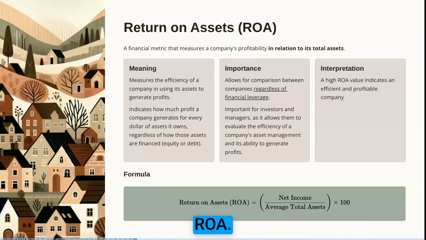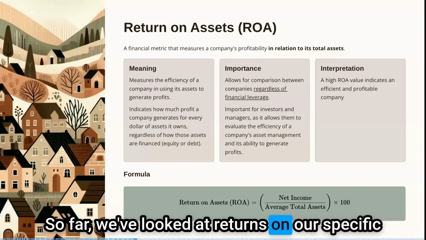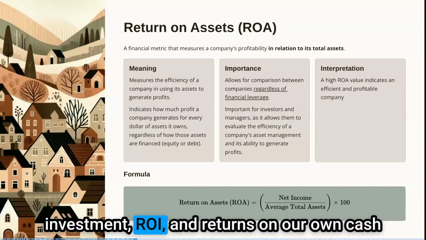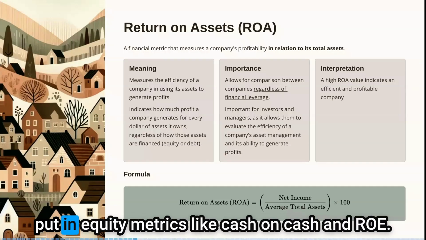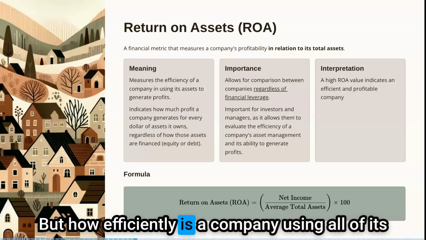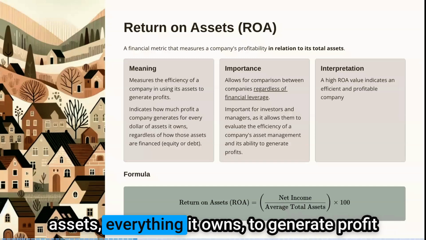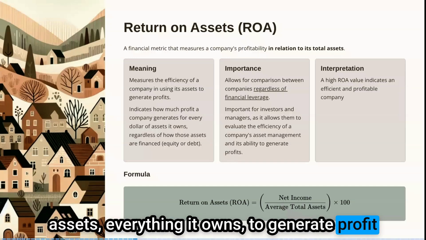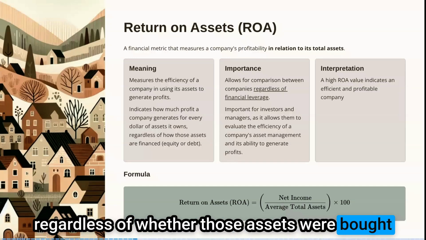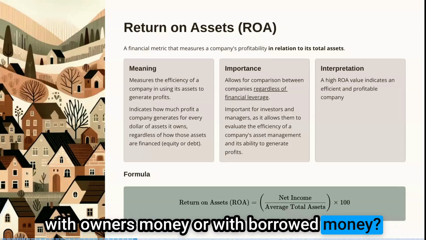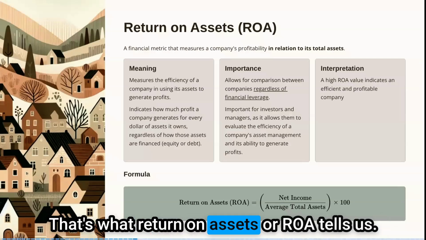Return on assets, ROA. So far, we've looked at returns on our specific investment, ROI, and returns on our own cash put in, equity metrics like cash on cash and ROE. But how efficiently is a company using all of its assets, everything it owns, to generate profit regardless of whether those assets were bought with owner's money or with borrowed money? That's what return on assets, or ROA, tells us.